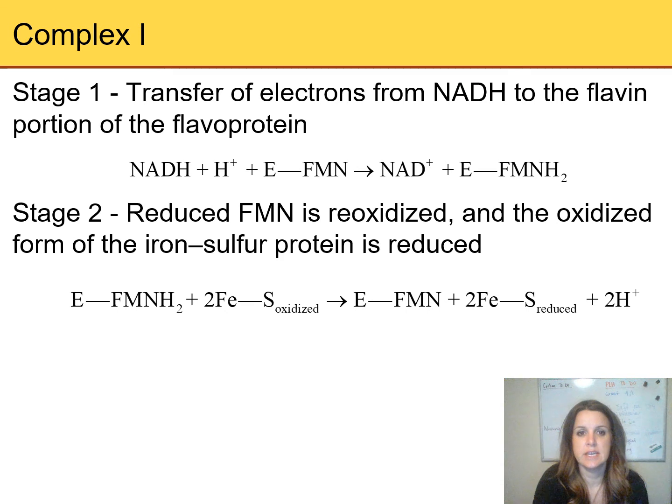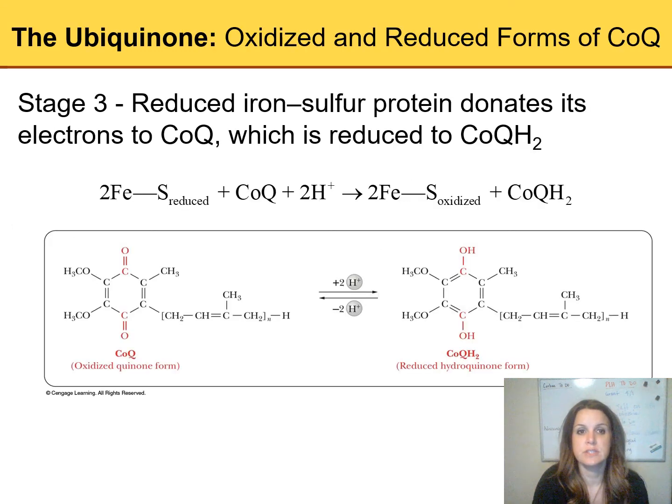And then in the next stage, FMN is reoxidized, and the oxidized form of the iron-sulfur proteins that are contained in that complex are reduced. In stage 3, what you see is that the reduced iron-sulfur proteins end up donating the electrons to coenzyme Q, which ends up being the reduced or hydroquinone form. So down here I'm picturing the oxidized versus reduced quinone, or coenzyme Q.